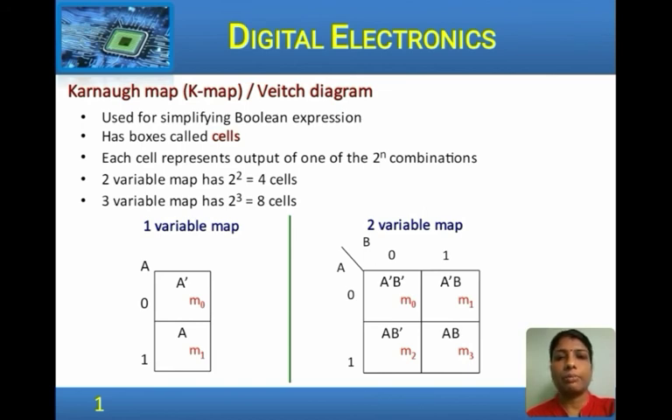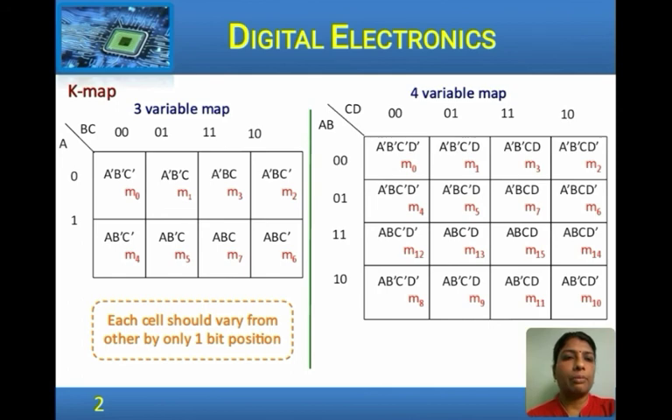So, for one variable map, the input A can take the value of 0 or 1, and each cell represents the output for one of the combinations. In a 2 variable map, AB can take the values 00, 01, 10 and 11. So, for 00 the output is written here, 01 in the second cell, 10 in the third cell and 11 in the fourth cell, and M0, M1, M2 represent the decimal equivalent, for reference, of the binary value of the combinations. Let us look at the 3 variable map.